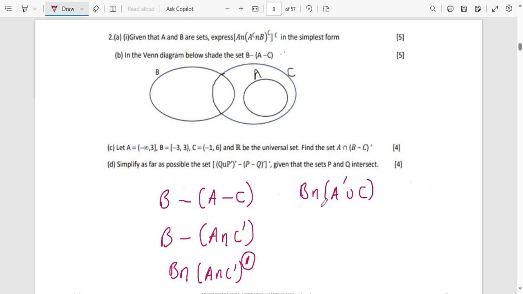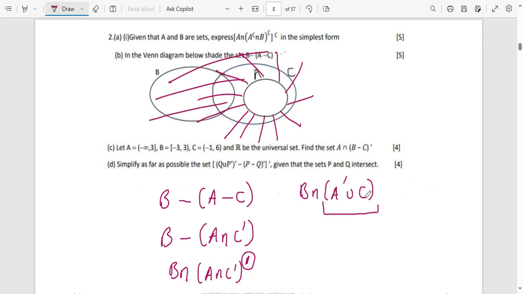Okay. Now we want to shade this part. So we'll start with this part first. A complement union C means shade everything that is outside A and also shade the set C. Everything outside the set A is everything here. Union C meaning also shade the entire set C. Now you can see that A has been engulfed, so we still shade it also.